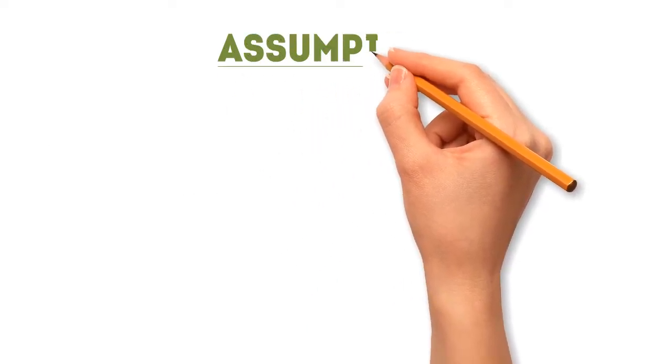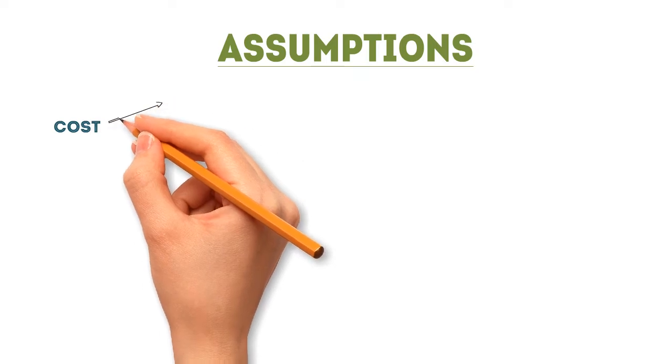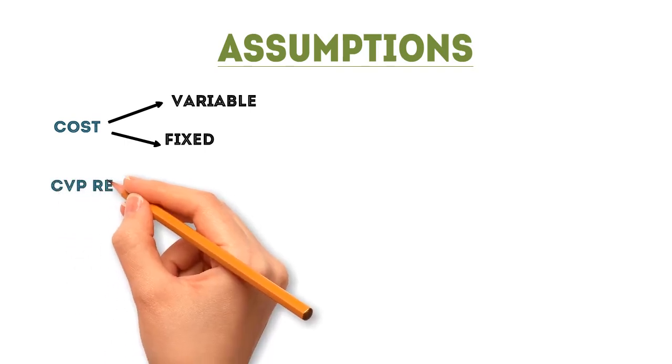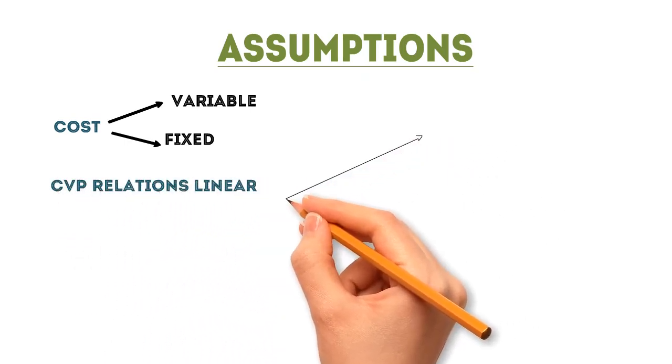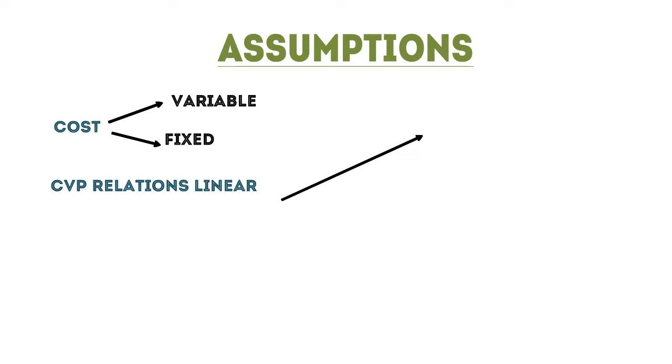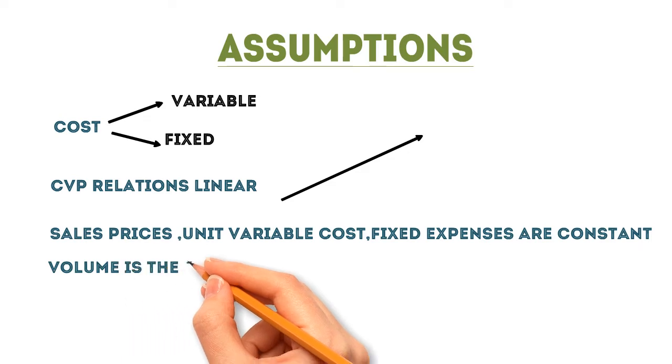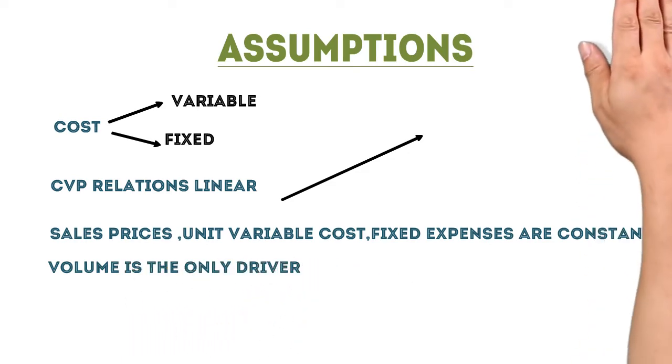What are the assumptions of CVP analysis? Expenses can be classified as either variable or fixed. Second assumption is CVP relationships are linear over a wide range of production and sales. Third assumption is sales prices, unit variable cost and total fixed expenses will not vary within the relevant range. Fourth assumption is volume is the only cost driver.